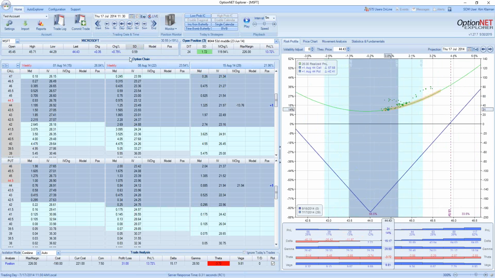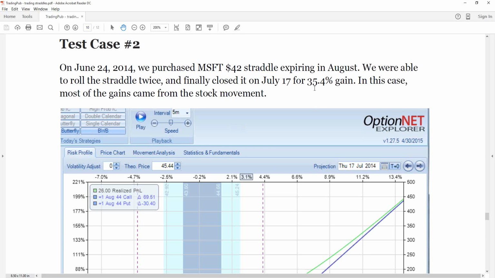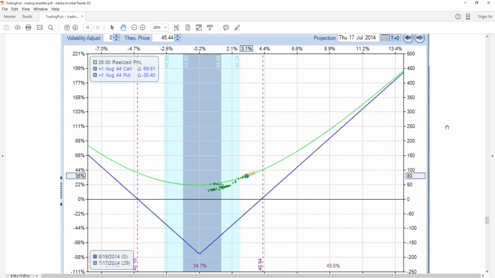And the next day, we are up 13%. So when the day started, we were up 33%. And why? Because the stock moved 3%. The stock moved away from the strike, and implied volatility also jumped. And this allowed us to book around 35%. Let's see how much. Yes, we booked a 35.4% gain. And in this case, most of the gains came from the stock movement, but also from the IV increase.